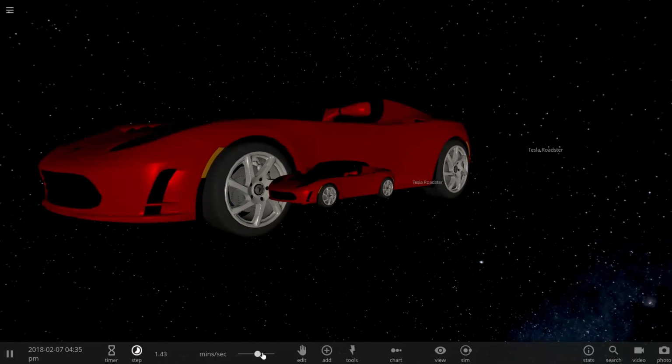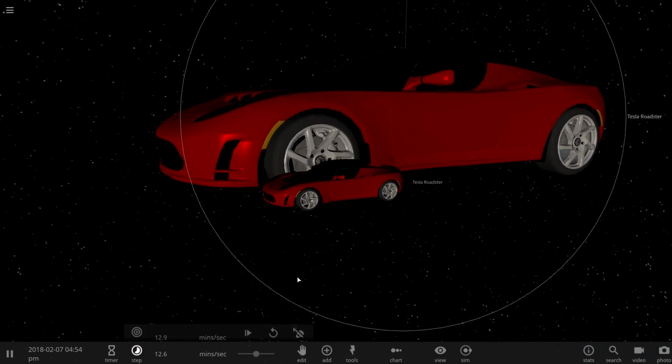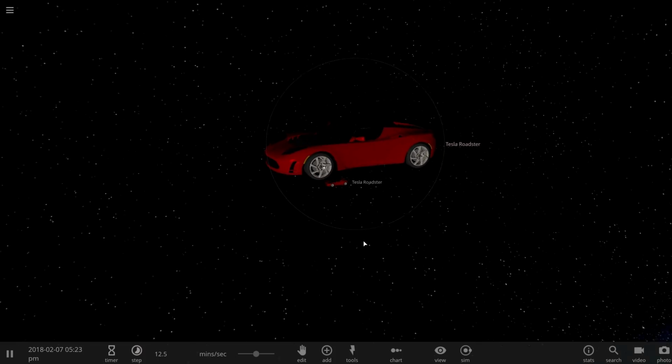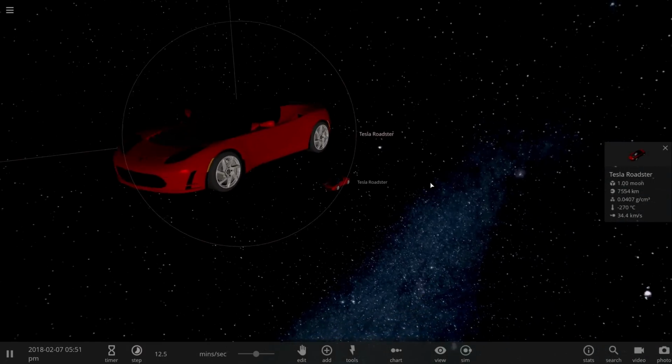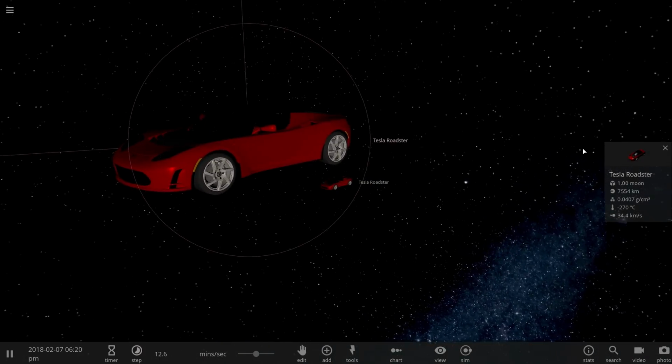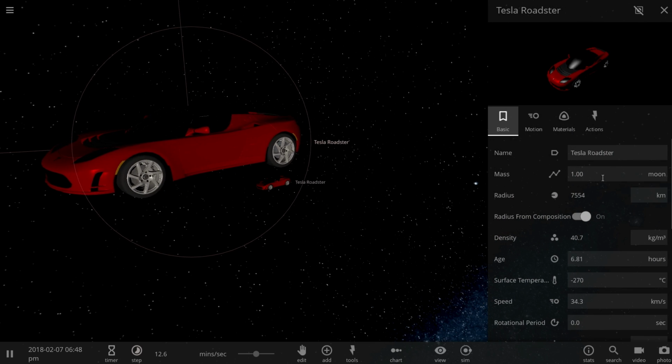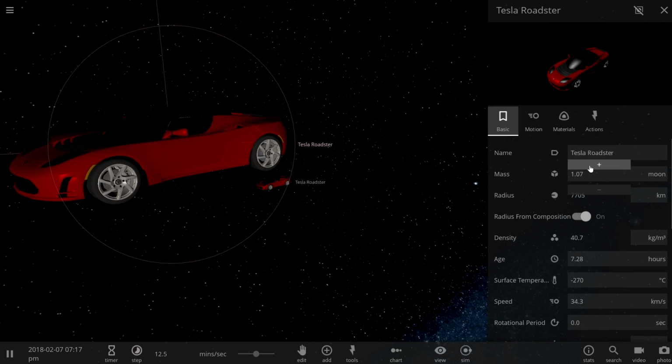So look at that. It's a Tesla Roadster system? Planetary system? I don't even know. It's a system of cars where two cars are orbiting around one another. Anyway, moving on with our mass addition, let's keep increasing this.